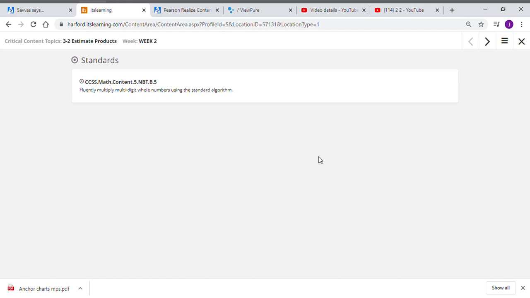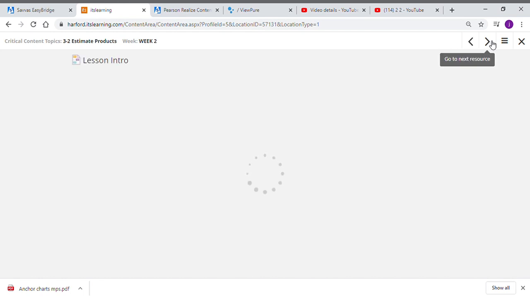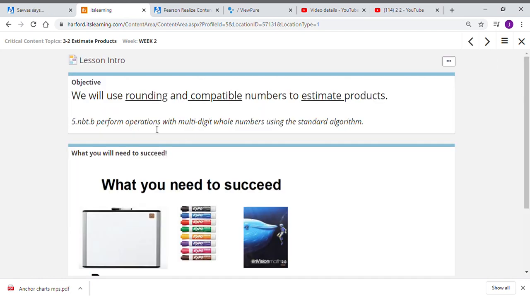Starting on the lesson, scrolling over your intro. Our objective is we will use rounding and compatible numbers to estimate products. I want to go over some of this vocabulary because I think it's important. One thing I want you to know about this lesson is I do not want you to do every step and solve these multiplication problems to find exact products. We are estimating. This is a good skill when you're working with really, really large numbers.